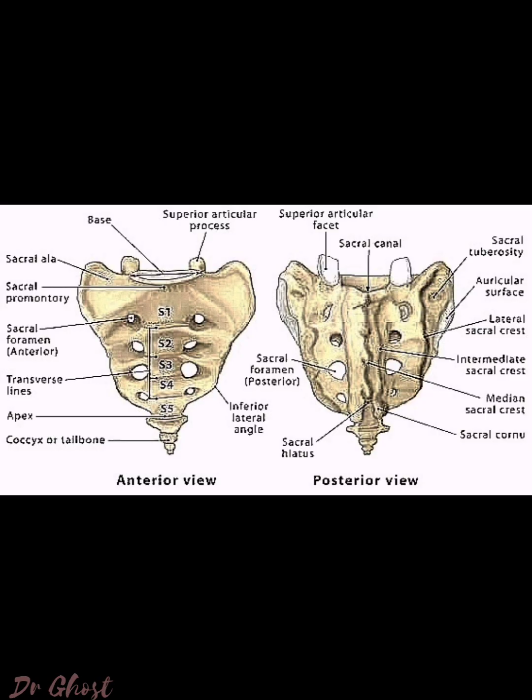For the coccyx, there are 4 fused typical bones. They're small, hook-like and triangular in shape. They're usually for muscle and ligament attachments. They do not have any foramen whatsoever, and they are nicknamed or called the tailbone.